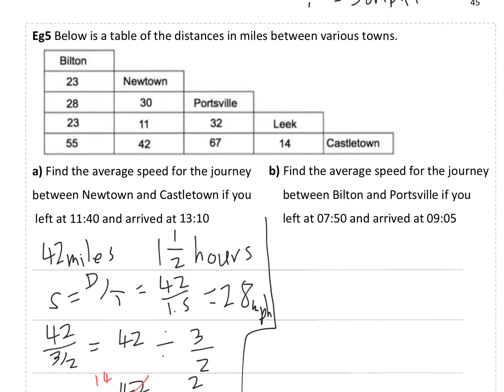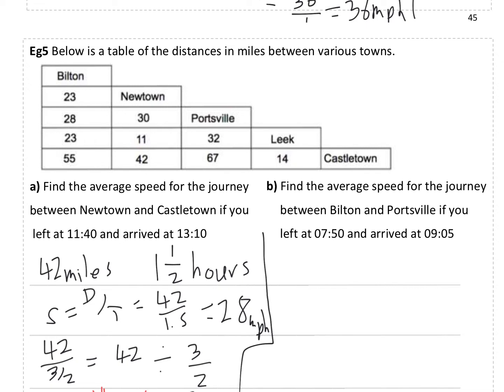Part B. Find the average speed for the journey between Bilton and Portsville. If you left at 0750 and arrived at 0905. So what is the distance from Bilton? We go down as far as we see Portsville. So now we see Portsville horizontally. So it's 28 is the distance. So 28 miles.